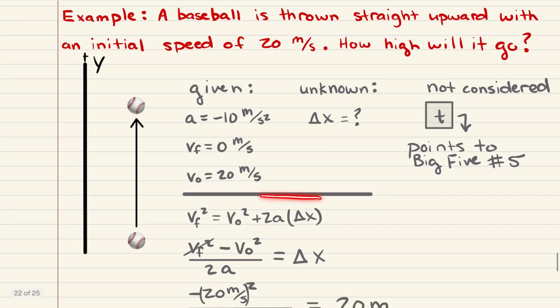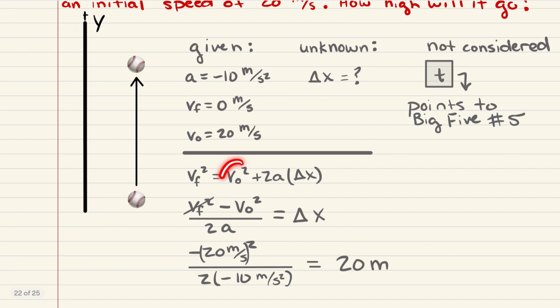Big 5 number 5 is the square of my final velocity is equal to the square of my initial velocity plus 2a delta x. And because I'm looking for delta x, I'm going to algebraically solve for that first just to make my calculations later a little bit easier. I'm going to subtract v naught squared from both sides, and then divide both sides by 2a, giving me this expression here. V final squared minus v initial squared over 2a is equal to delta x.